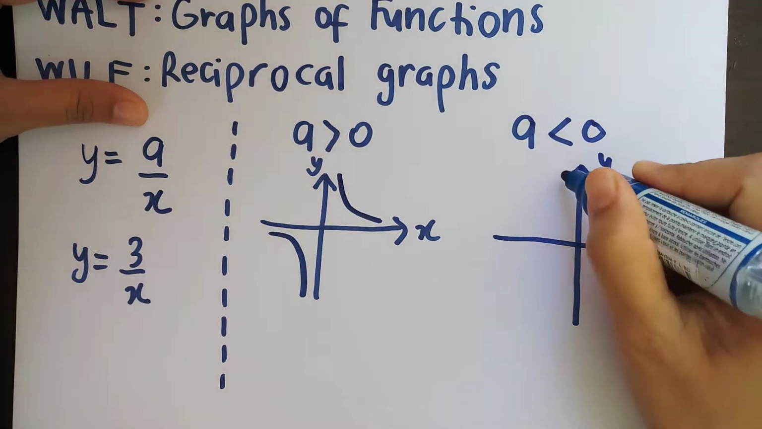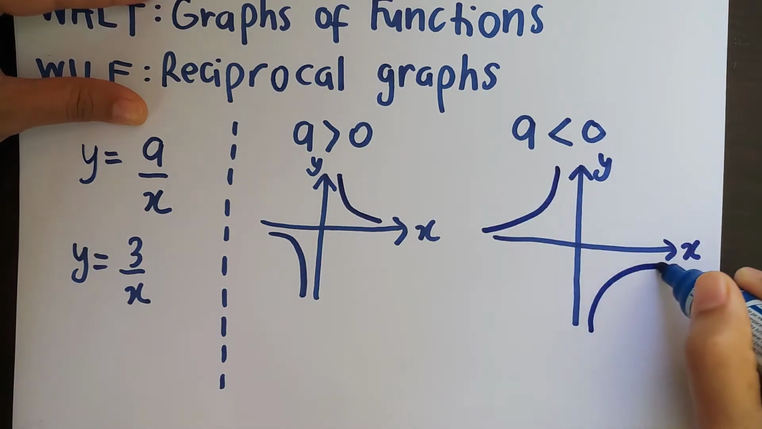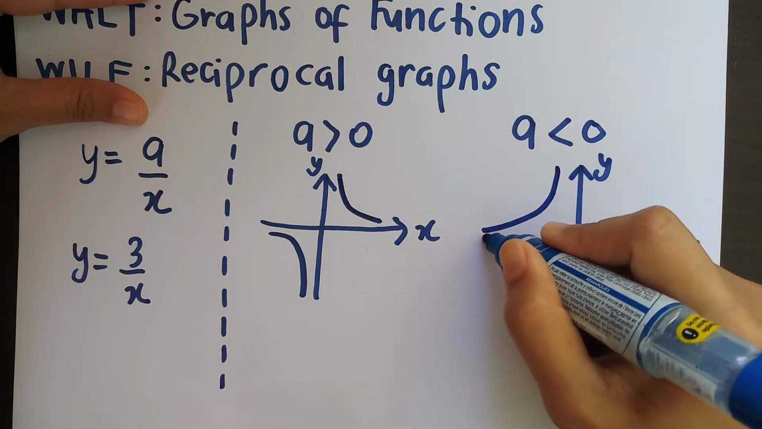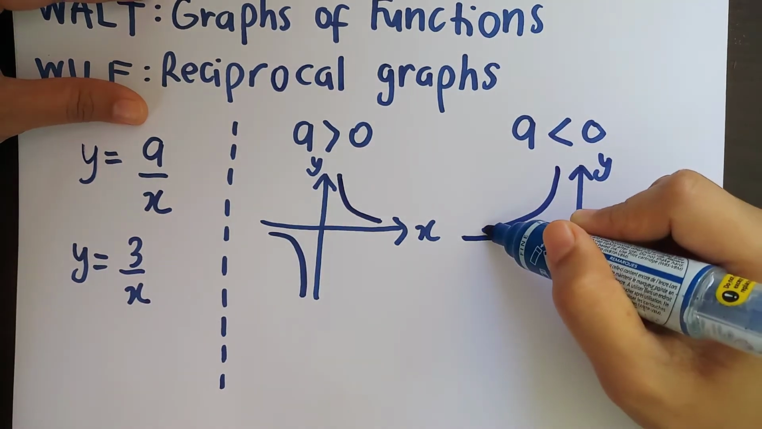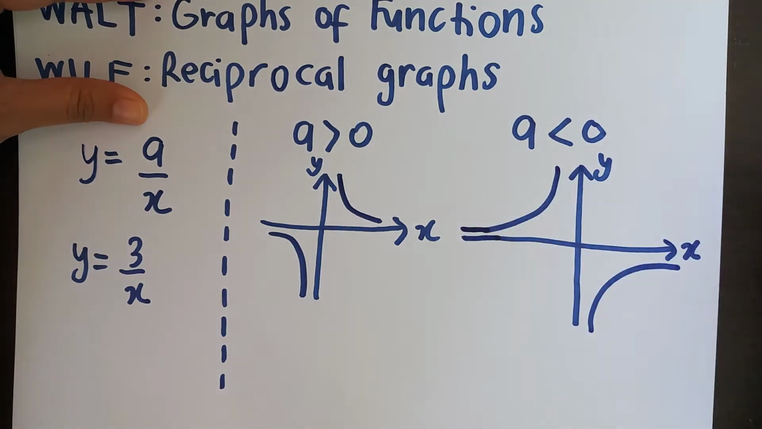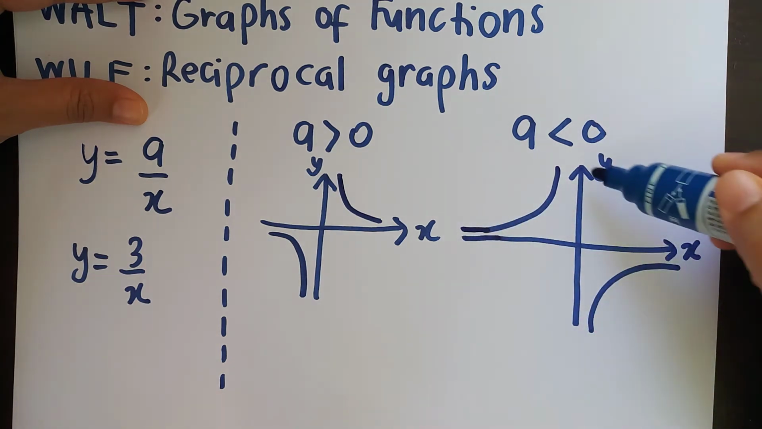When your a is less than 0, when your a is negative, your graph will look like this. That graph will never cross the axis. It will go along the axis, but it will never cross. The axis we call asymptotes.